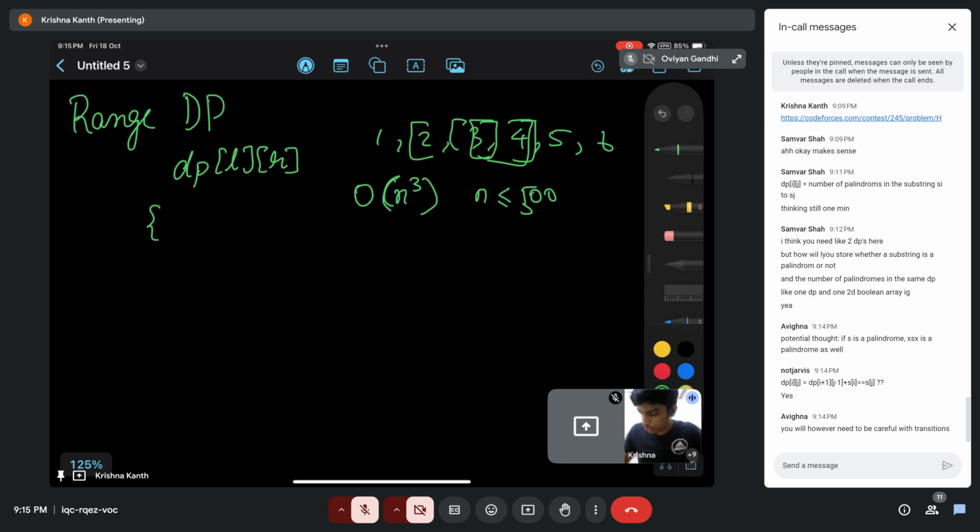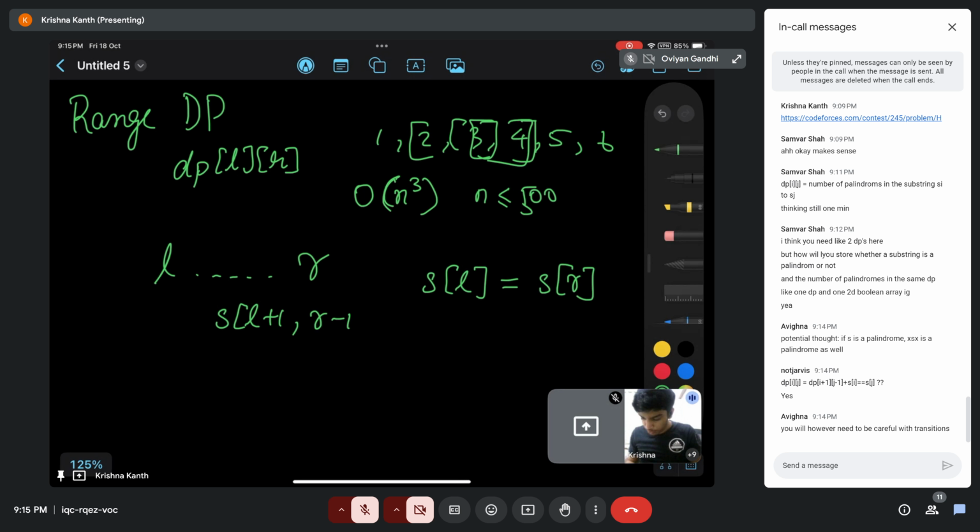Okay, I'll go to the solution discussion now. So now the key observation is that if the substring from position L to position R is a palindrome, that would imply that S_L and S_R, the characters at positions L and R, are equal, of course, because that's how a palindrome is defined. They read the same forwards and backwards. And also the recursive observation here is that the substring L plus 1 to R minus 1 is also a palindrome. So this is the key idea.